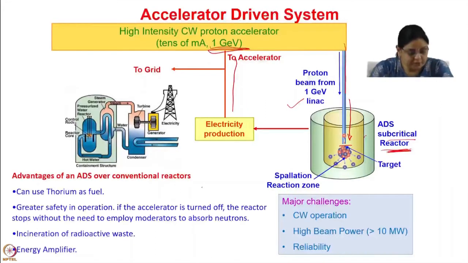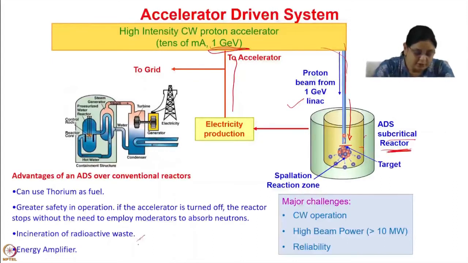It can use thorium as fuel. In India we have a huge amount of thorium reserves. In a direct reactor you cannot use thorium as fuel because thorium is fertile, it is not fissile; it has to be converted into uranium in order to put it in a reactor. But this type of system can be used directly. Here the fertile material can be converted into fissile material and used. There is also greater safety in operation, because if anything goes wrong you can simply switch off the accelerator, and the reactor on its own is subcritical, so the chain reaction will die down.